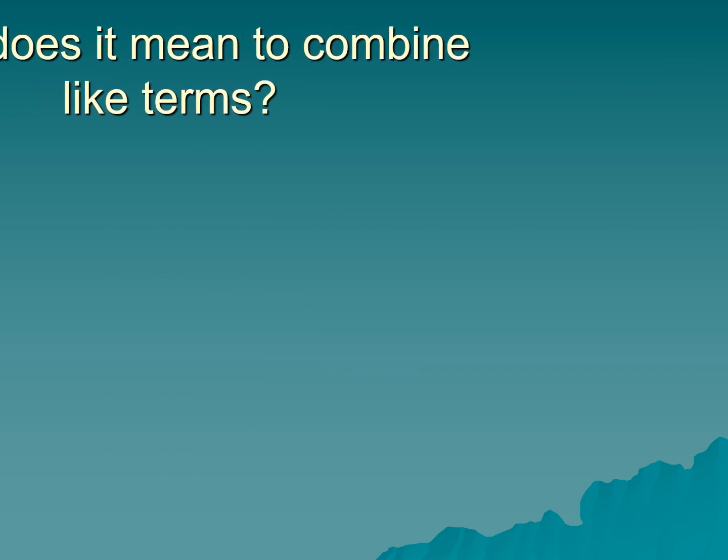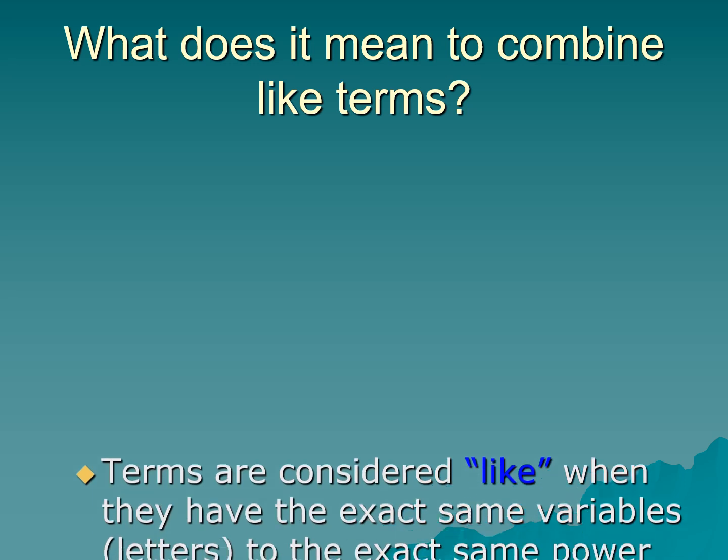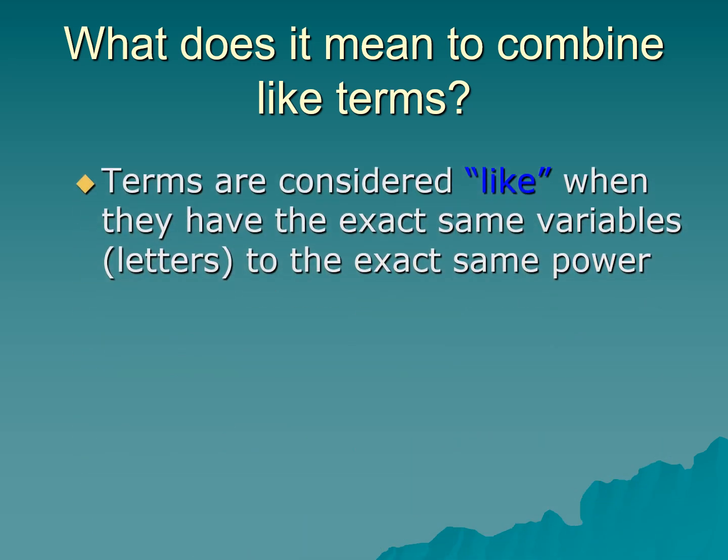In order to add or subtract, it's basically an extension of combining like terms. We consider terms like when they have the same exact variables, which are the letters, to the exact same power. So examples of like terms would be 2x and 4x, 3x squared and negative 9x squared, 2a squared b and 4a squared b.